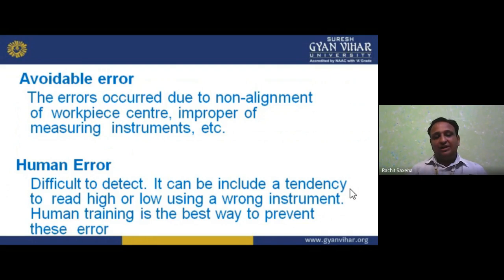So this is the human error. It is difficult to detect. It can include a tendency to read high or low, or using a wrong instrument. So we can avoid it by human training. Human training is the best way to prevent these errors. Okay, I hope you understand.